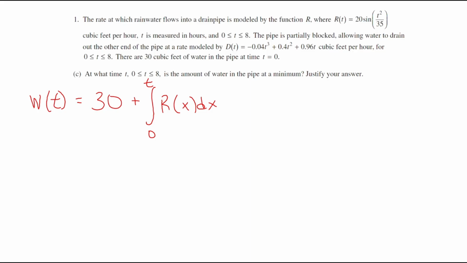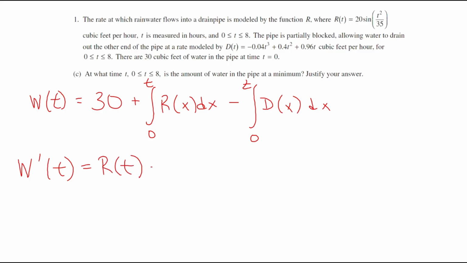So if we integrate that rate, we get the amount. And then we should subtract from it the integral from 0 to t of the d function, the rate at which it drains out. So this function here is going to tell us how much water is in the pipe at any given time. And if we want the minimum of this function, we need to find its critical values. So we need to find the derivative of w here. Well, the derivative of 30 is 0. The derivative of an integral from a constant, 0, to a variable t of a function is just the function in terms of t. And the same with the other one. So this w prime is just r of t minus d of t.